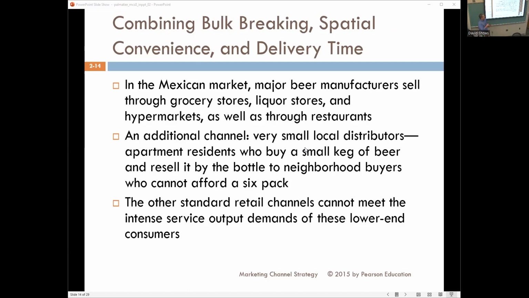And so this is an example in Mexico where they sell through grocery stores and liquor stores, but there's also an additional channel for those neighborhood buyers who can't necessarily afford a six-pack. You'll find someone, a resident in that neighborhood area, who will buy what we used to call a half barrel, a keg of beer, and they will separate them so that they can give you an individual bottle of beer. You find this in Russia as well. There'll be one individual in the neighborhood who brews vodka, and generally they will sell a liter. They just ask you to bring your own glass container.